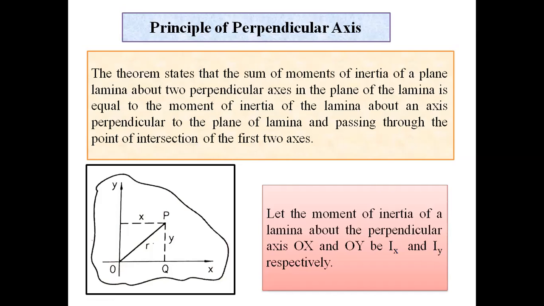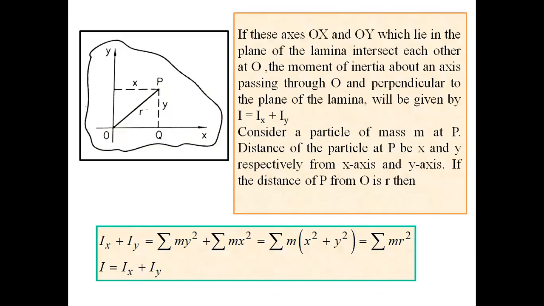Now let the moments of inertia of a lamina about the perpendicular axes OX and OY be Ix and Iy respectively. This is the figure. If these axes OX and OY, which lie in the plane of the lamina, intersect each other at O, the moment of inertia about an axis passing through O and perpendicular to the plane of the lamina will be given by I equal to Ix plus Iy.